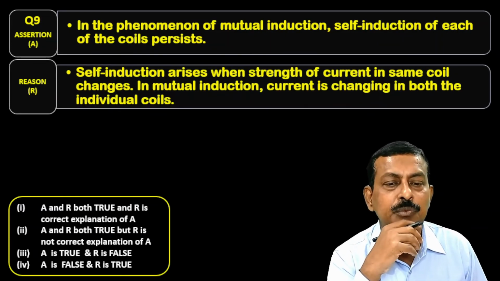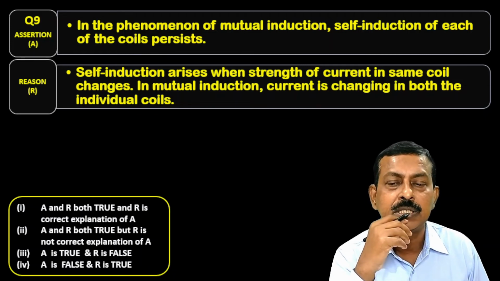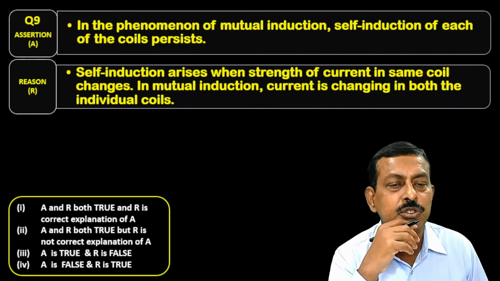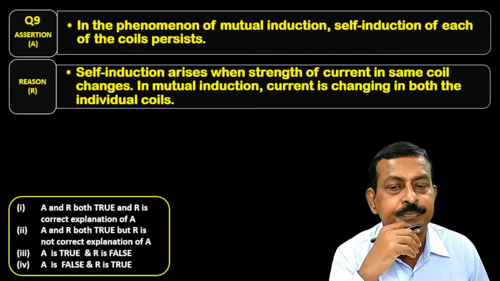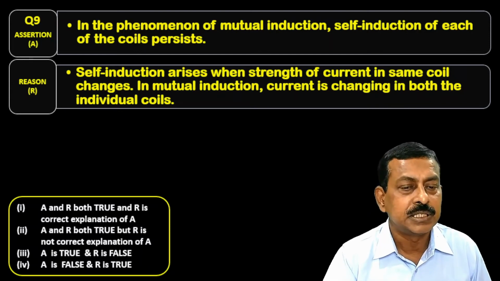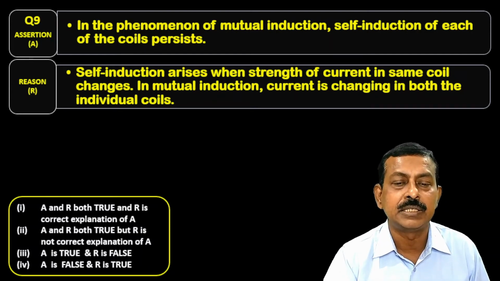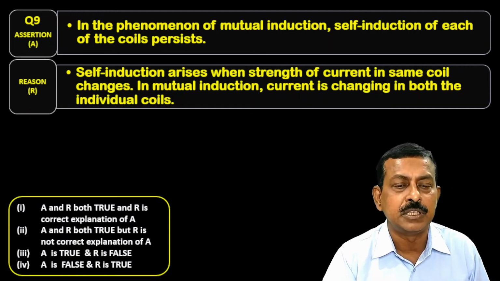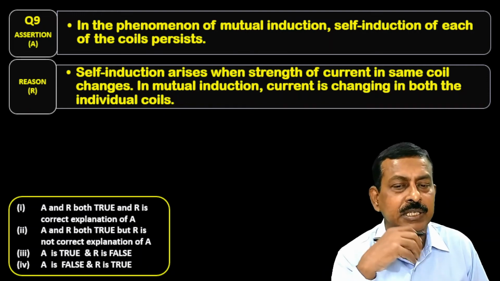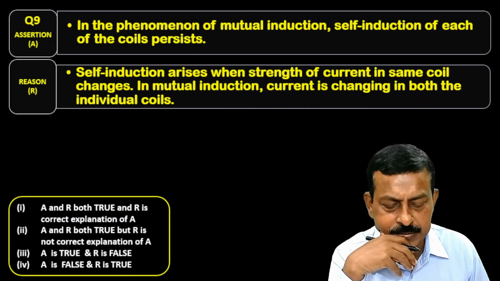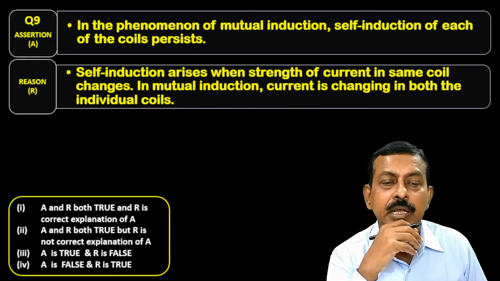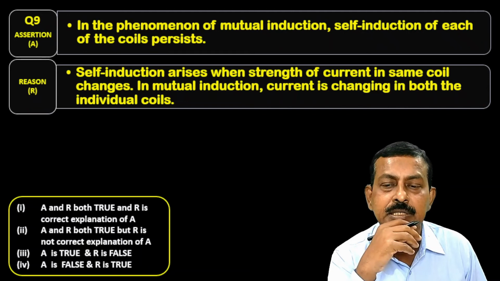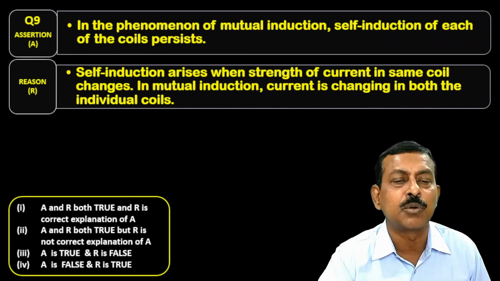Assertion is, in the phenomenon of mutual inductance, self-induction of each of the coils persists. And the reason is, self-inductance arises when the strength of the current in the same coil changes. In mutual inductance, the current is changing in both the individual coils. Now let's see the first part. In the phenomenon of mutual inductance, self-inductance of each of the coils persists.